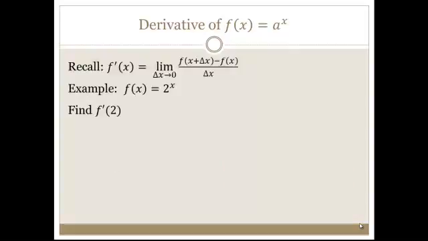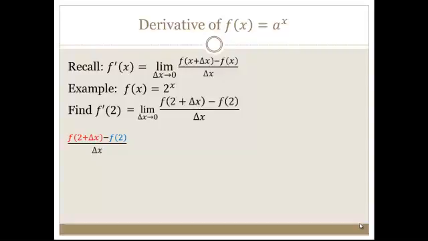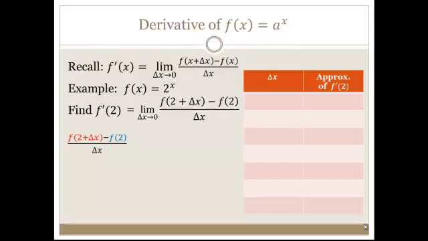Now we will use the definition of the derivative in our example f of x equals 2 to the x to approximate f prime of 2 using f of 2 plus delta x minus f of 2 all over delta x, and then taking the limit as delta x goes to 0. Again, it'll be useful to keep track of our approximations of f prime of 2 along with delta x using a table. And also, it will be useful to use that f of 2 is 2 to the 2, which is 4, and f of 2 plus delta x is 2 to the 2 plus delta x in all of our calculations.